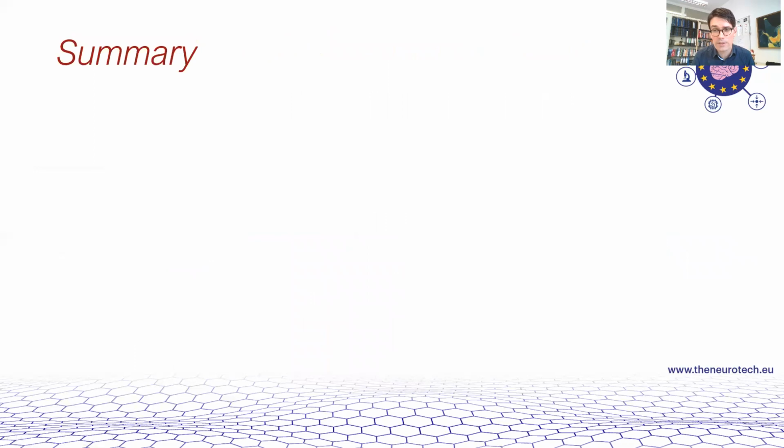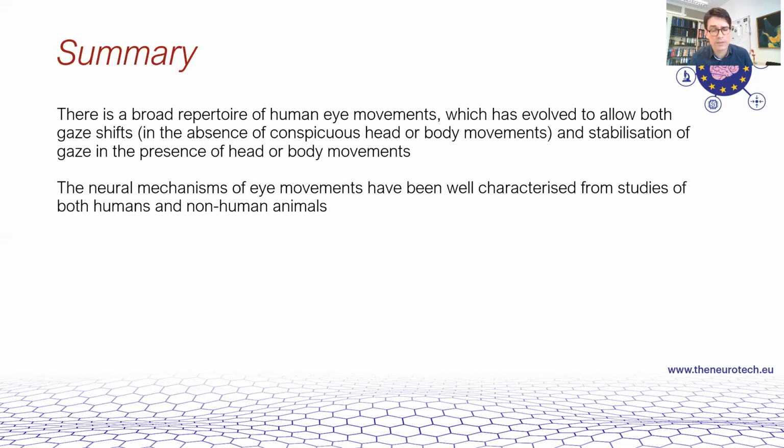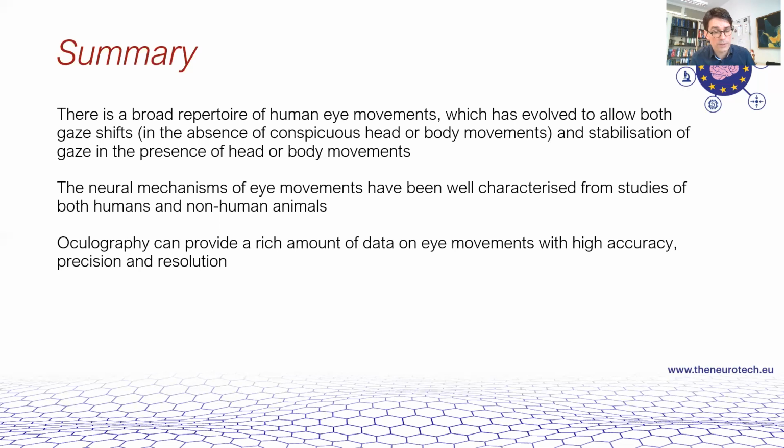Now, with these three examples of eye movement research in basic and applied settings, I'd like to conclude. I'll summarize what I've said. There is a broad repertoire of human eye movements. This has evolved to allow both gaze shifts and stabilization of gaze. The neural mechanisms of eye movements are already quite well characterized from studies of humans using lesion and imaging methods, but also from non-human animals. Oculography, eye tracking, can provide a rich amount of data on eye movements with excellent accuracy, precision, and temporal and spatial resolution.